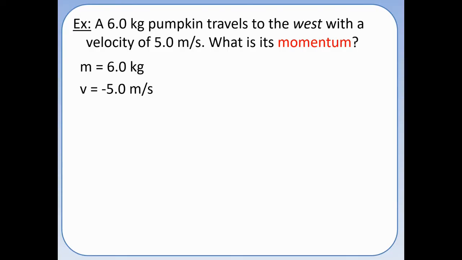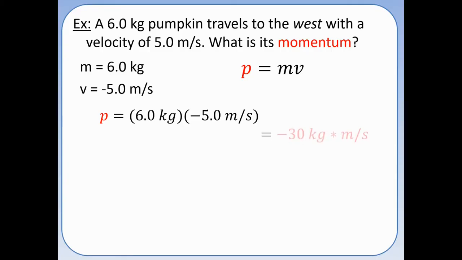We're trying to find momentum, and the formula we have for momentum is mass times velocity. This seems pretty straightforward in that we can take the mass times the velocity and get a momentum of negative 30 kilogram meters per second.